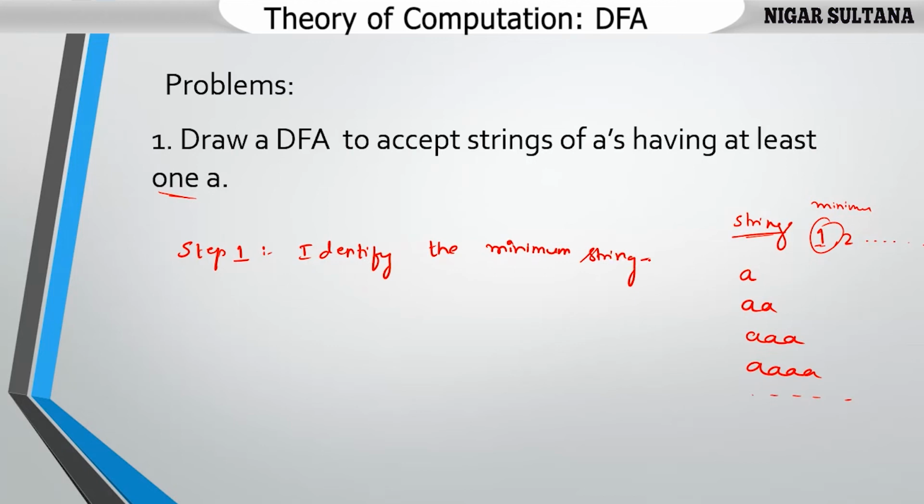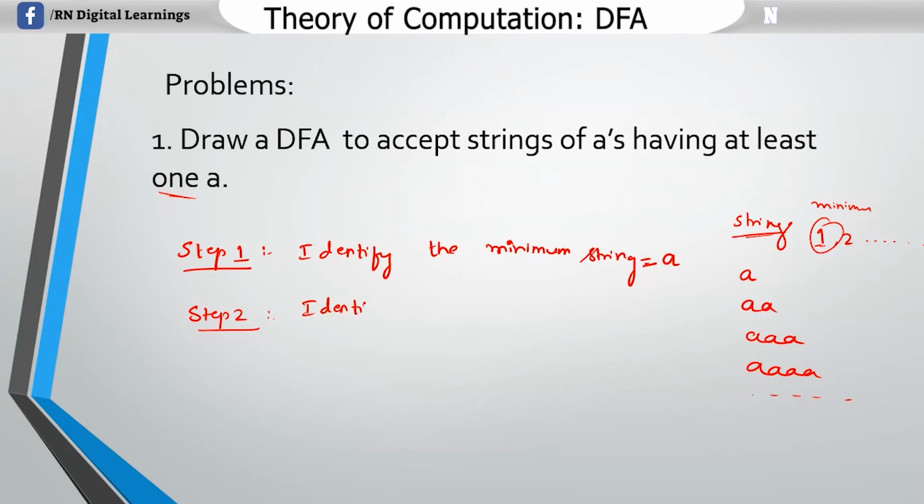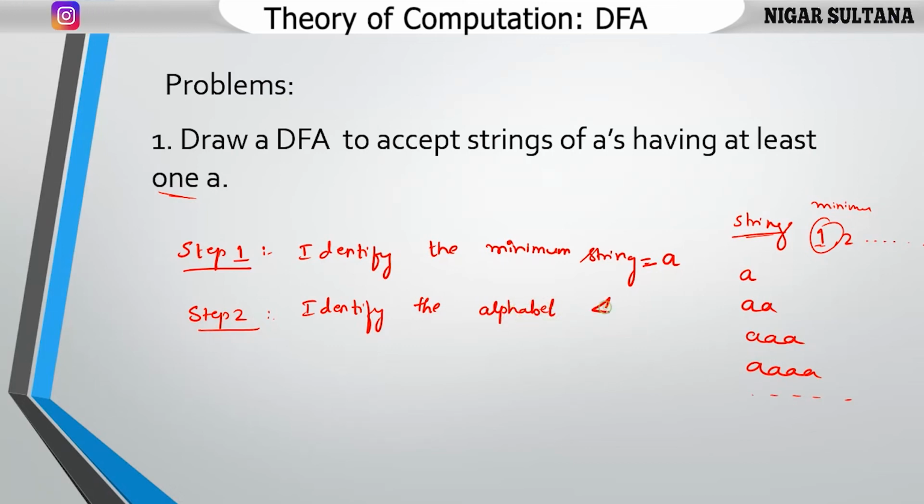What is our minimum string? That is single A. This is our first step. Next, what is step 2? Step 2 will be identify the alphabets. That is sigma is equal to, which alphabet are we going to use here? A. So only A is the alphabet.